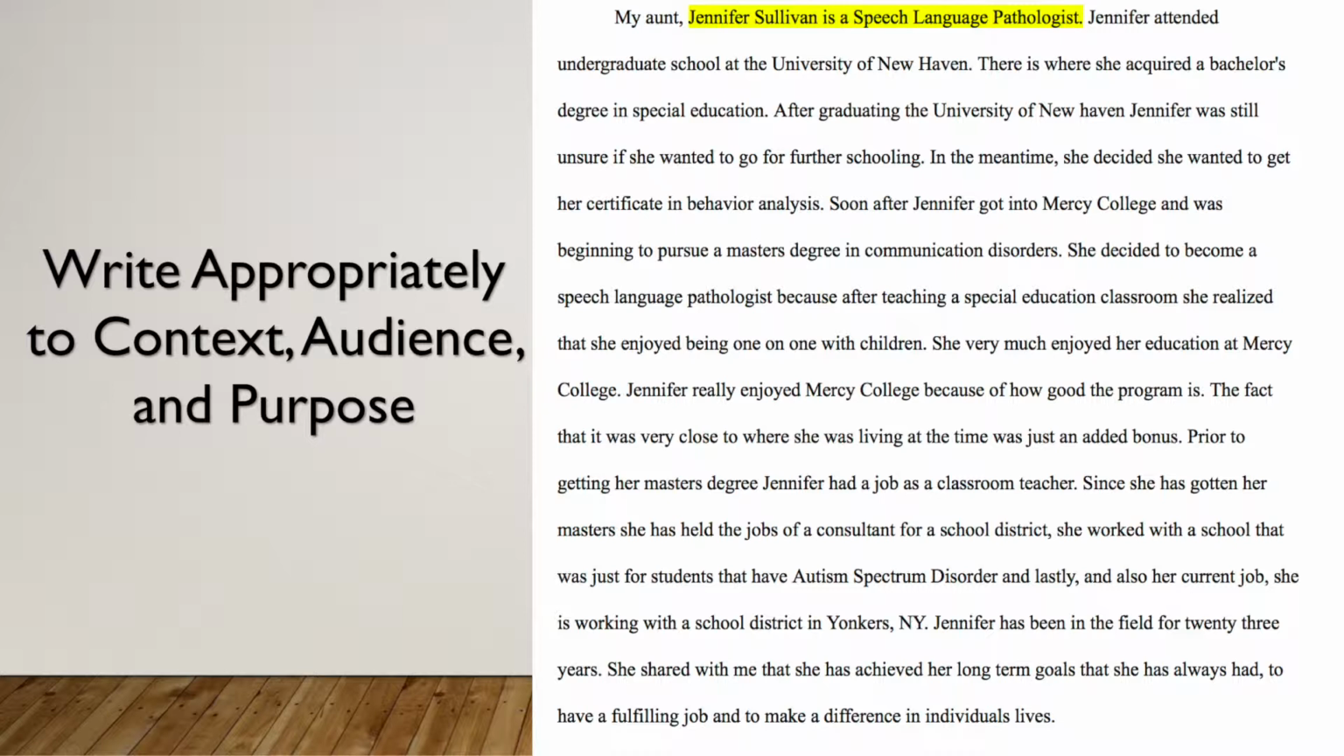Here's an example of me writing appropriately according to the audience. The sentence says, Jennifer Sullivan is a speech-language pathologist. Since I know my teacher knows what a speech-language pathologist is, I don't go on explaining what that means. Maybe if it was another teacher, I would take the time to explain what exactly a speech-language pathologist is.